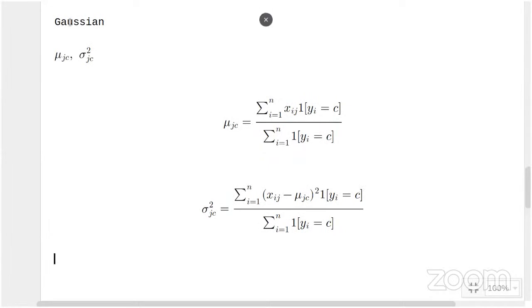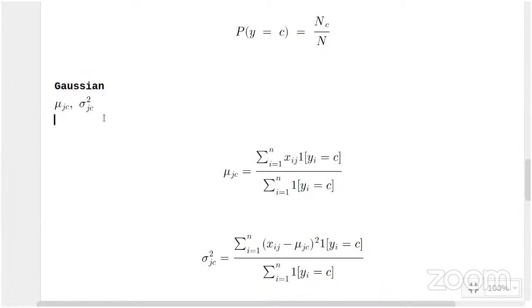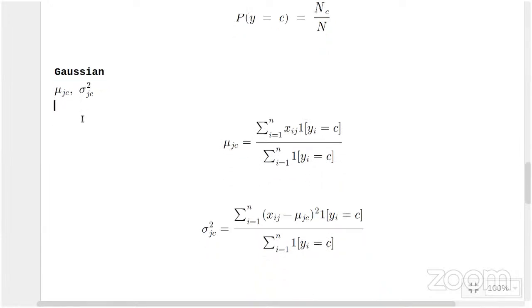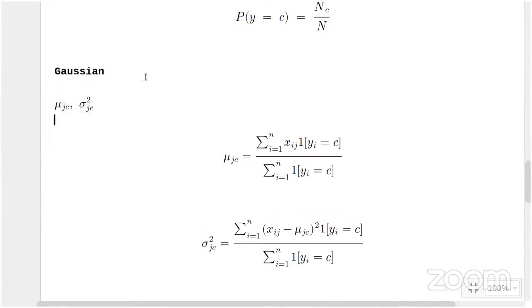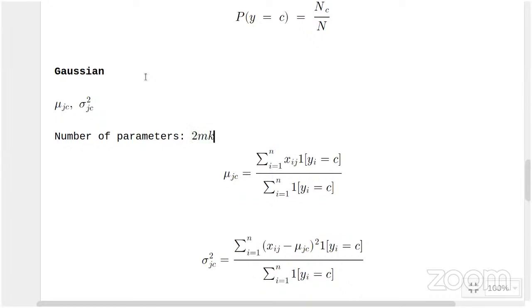Okay, so this is the parameter estimation again done using MLE for the Gaussian case, right? So how many parameters will you have? There are m features and k classes. Two parameters for each, 2 multiplied by mk. For each feature, you will model it as a Gaussian with mean mu jc and variance sigma square jc, and there are m such features, and for k classes it is 2 times mk.